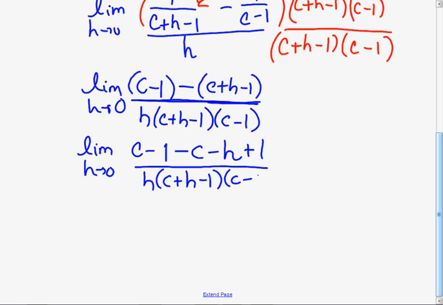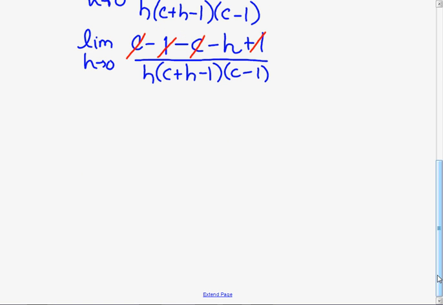What happens to the C's? C's cancel out. What happens to the 1s? Don't lose that negative sign with that H. So if I factor out, I don't even have to factor anything.